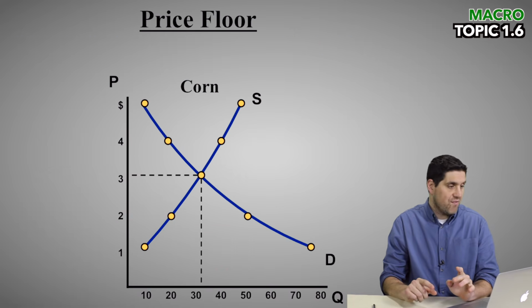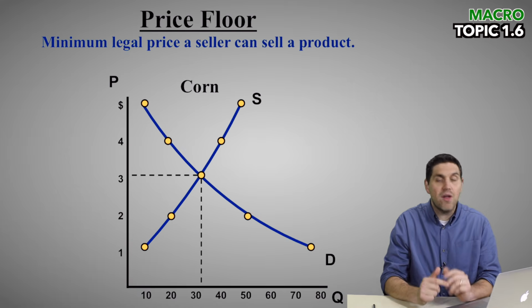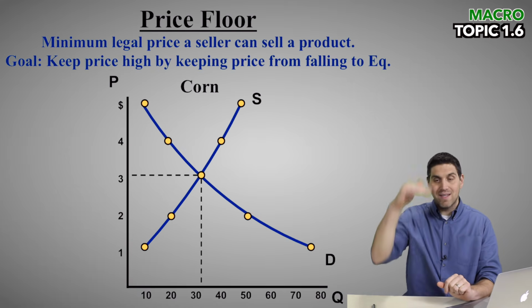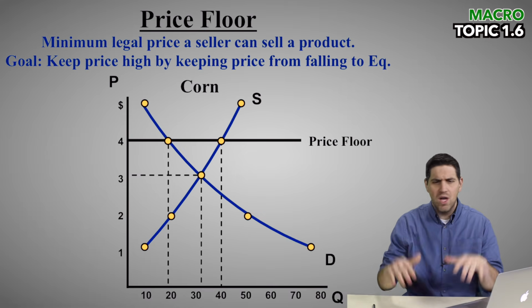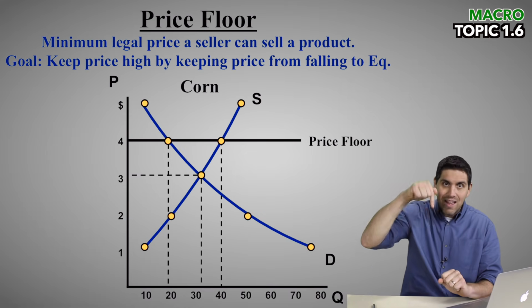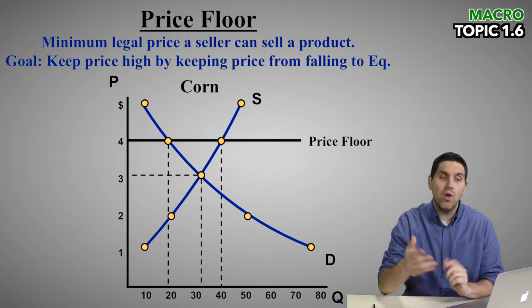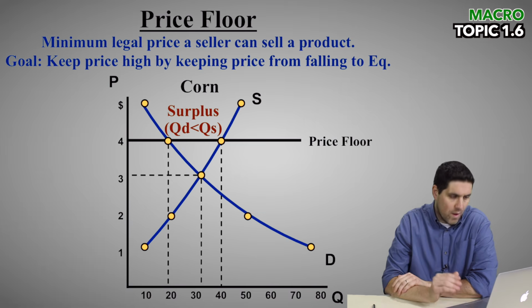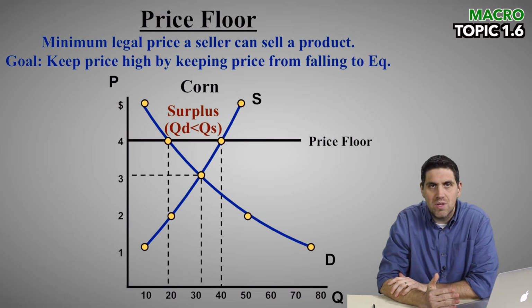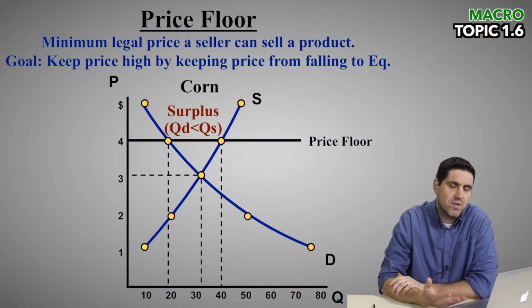A price floor is different. It's a minimum legal price a seller can sell a product. So in this case, the government is keeping the price super high, keeping it from going down. Like you can't sell corn for less than $300. Can't lower the price lower than that. The result, as the graph says, is right here with a surplus. Right? So with a super high price, producers want to produce a lot, people don't really want to buy it. The result is a surplus.